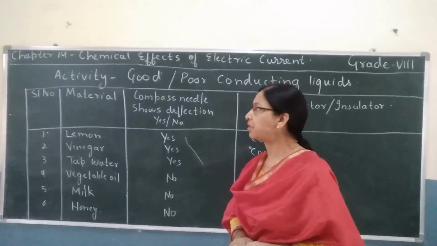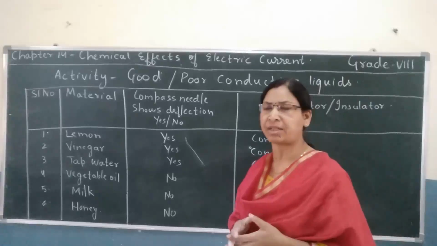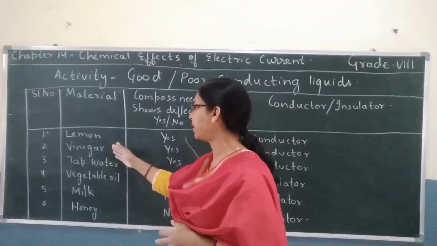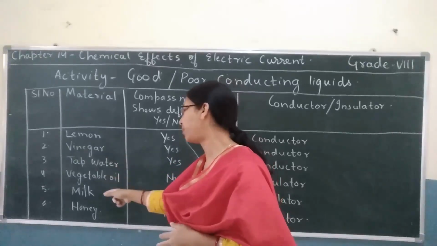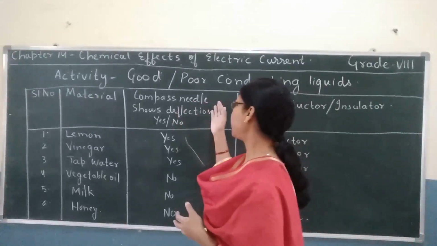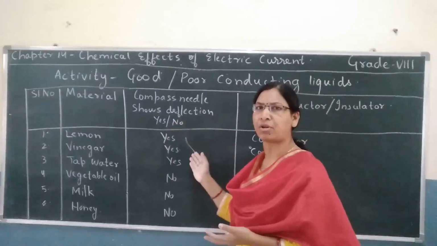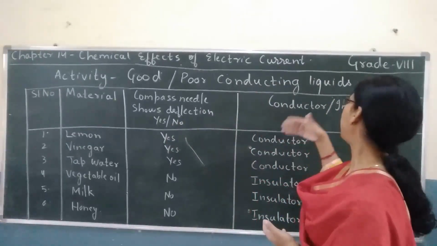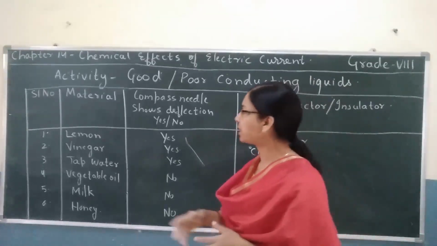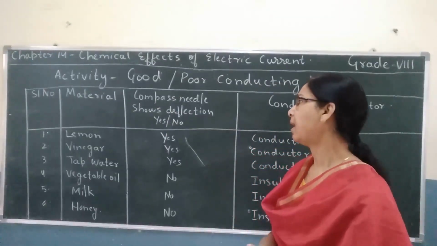Dear children, let us try to understand more about good and poor conducting liquids with the help of one activity. For this, I have taken some materials such as lemon, vinegar, tap water, vegetable oil, milk and honey. Now, let us see by using a compass needle whether it shows deflection or not. Either it will show or it will not show. And in this column, we have to write whether it is a conductor or insulator. Let us start with the first one, lemon.